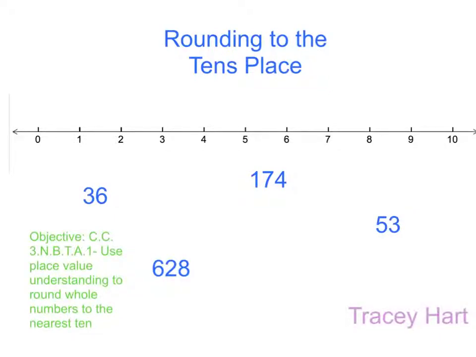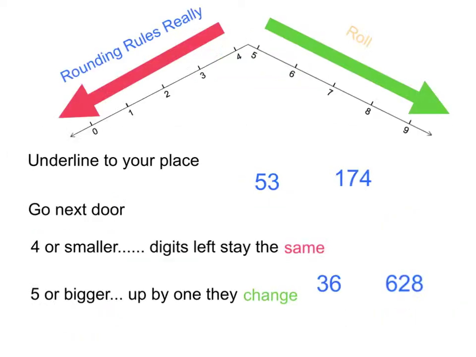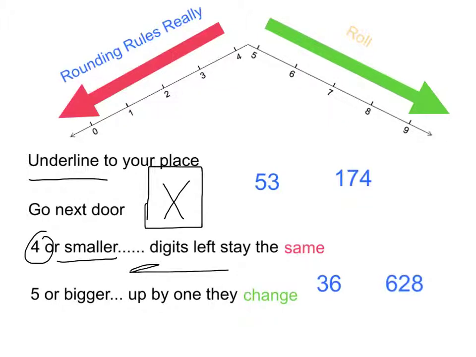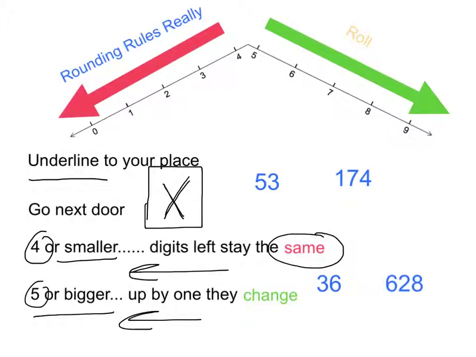Today we're going to learn to round numbers to the tens place. When we round to the tens place, we underline to the place. The second step is we go next door and put a box around the next number. Third step is we look inside that box, and if the number is 4 or smaller, the digits to the left of the box stay the same. However, if the number in the box is 5 or bigger, the numbers to the left change up by 1.